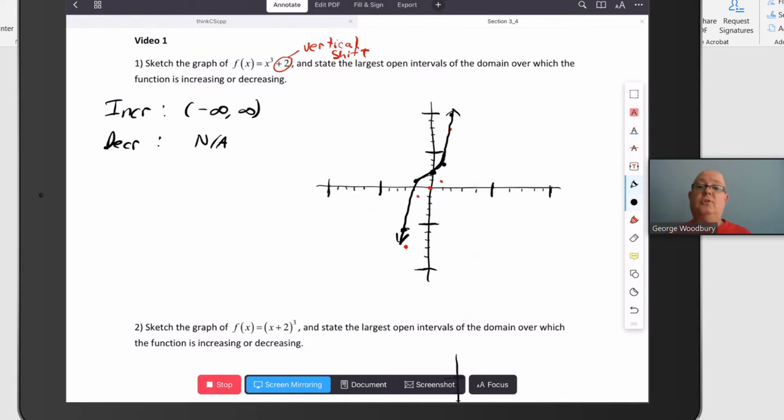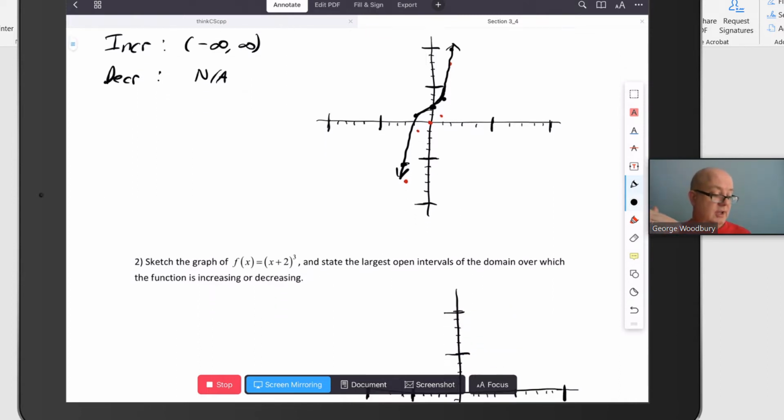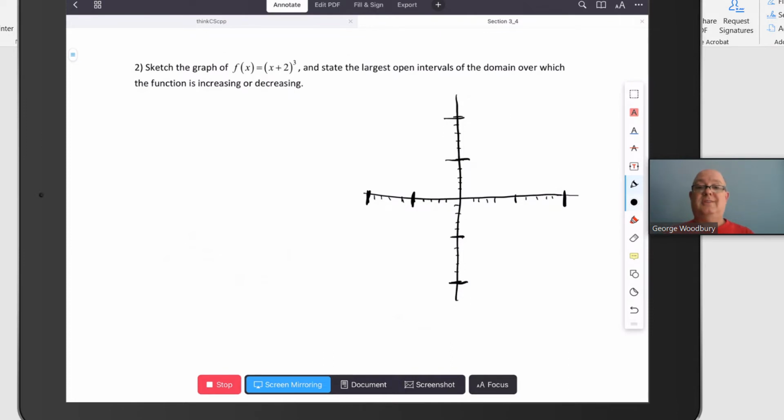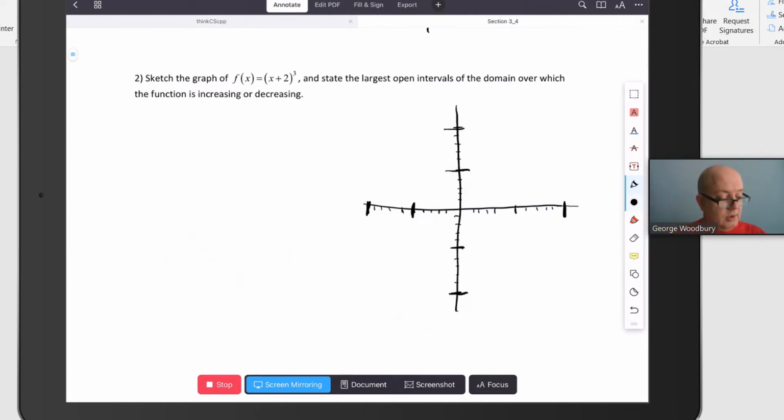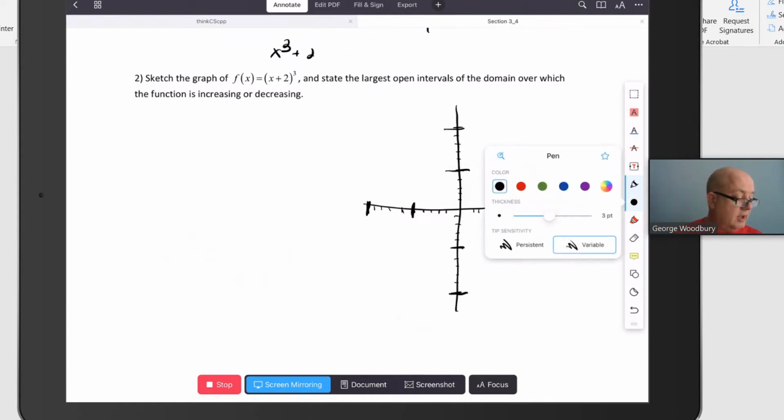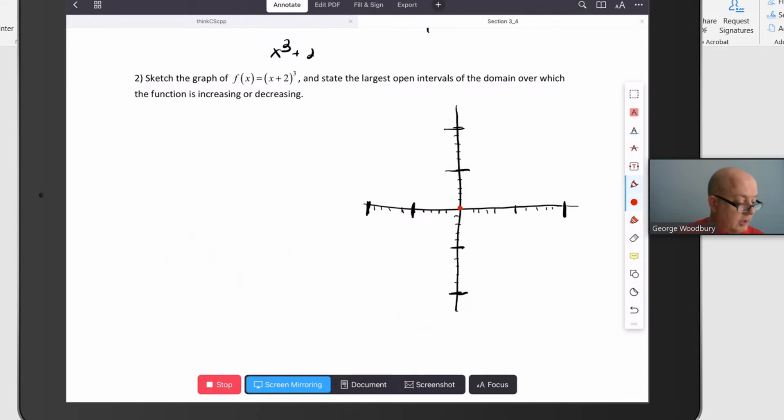Let's take a look at the second one, which is going to be similar to this, except now that plus 2 is inside of the parentheses. In the last one, we looked at x cubed plus 2, but now it's x plus 2 quantity cubed. So that is a horizontal shift of 2 to the left. Let me put the original x cubed points back on the graph: 0, 0, 1, 1, 2, 8, -1, -1, -2, -8. And now we're going to shift this 2 to the left.